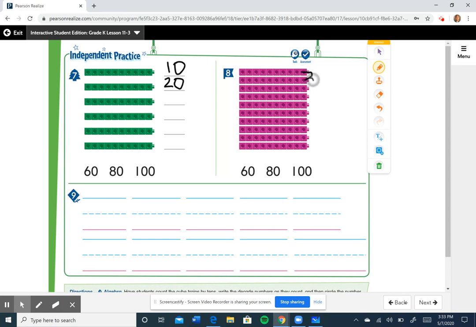Count by tens with the cube trains, just like we did on the page before. Circle the correct answer. And then on number 9, the kite, you are going to write your decade numbers, or you're going to write your 10 numbers from 10 all the way to 100. So start at 10, 20, 30, and you should get all the way to 100.